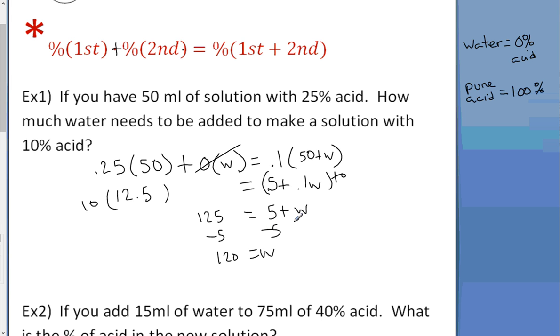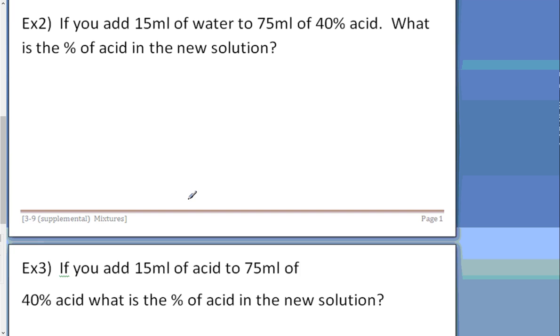I did all that algebra. What this means is if I take a mixture that's 50 milliliters of 25% acid, so a mixture that's 25% acid, and I mix 50 milliliters of that with 120 milliliters of water, I will make a mixture that is 10% acid. That's what I'm saying there. Okay? So let's do another example.